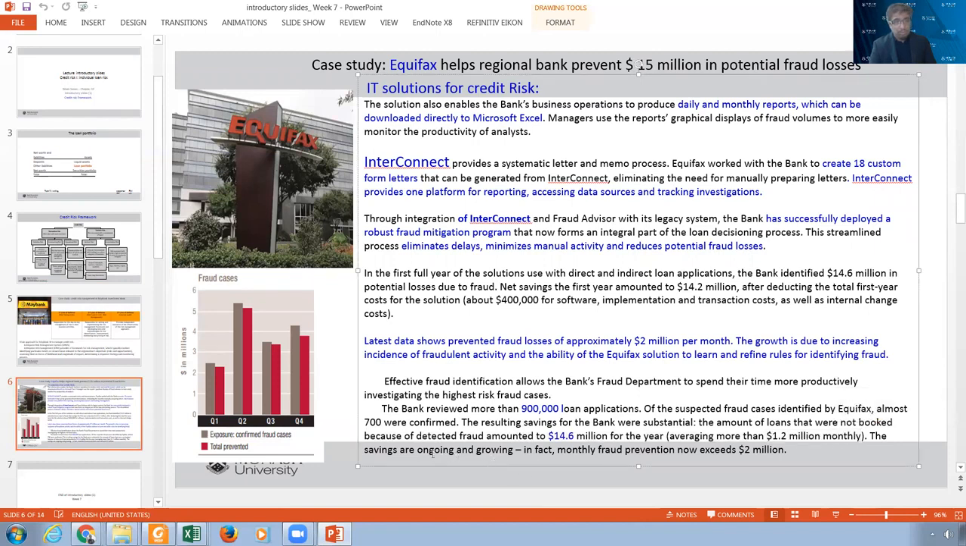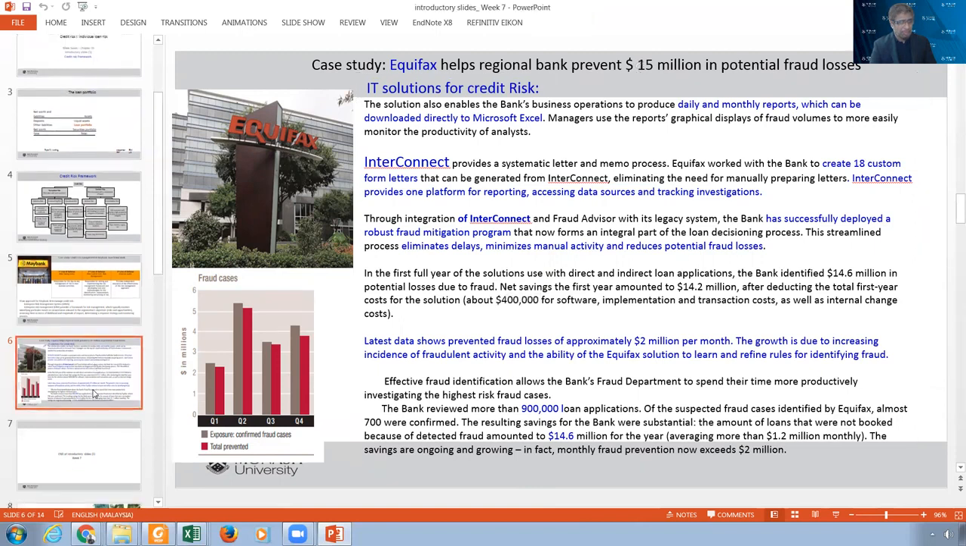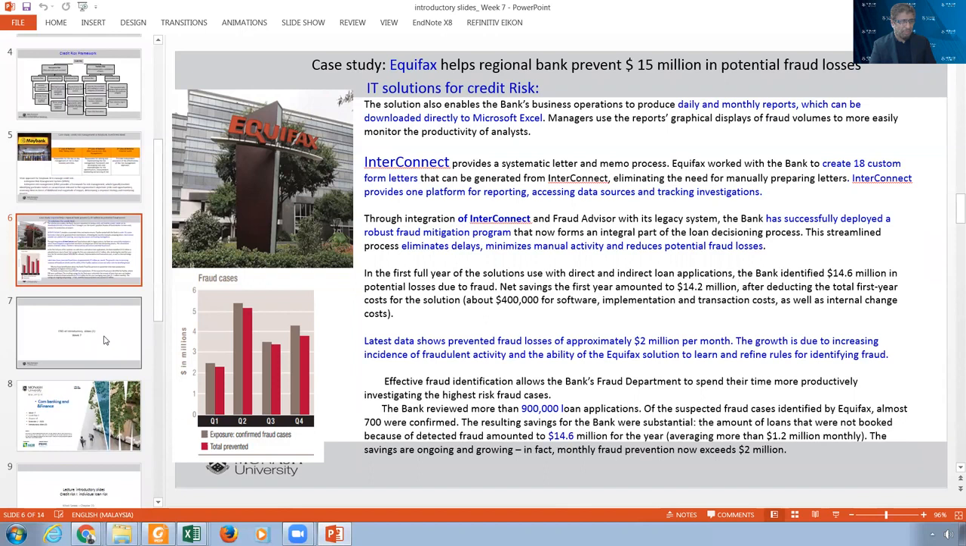And actually that was increasing. It reached 2 million monthly. How much did they give to this IT solution company, to Equifax? They gave them, I think, 400,000. So IT solutions, instead of the normal process, can integrate with the system, and they can also come up with this information to control. This is something from the industry, for example.